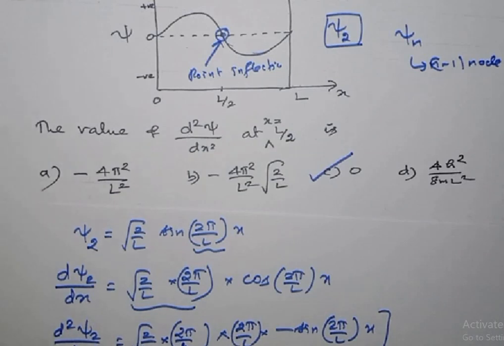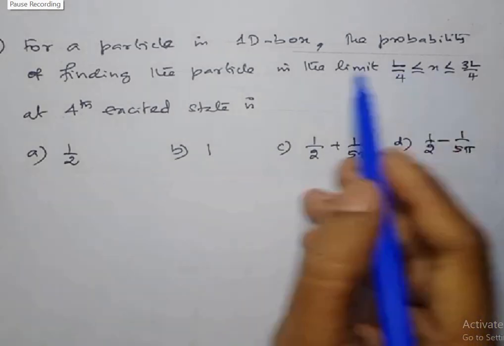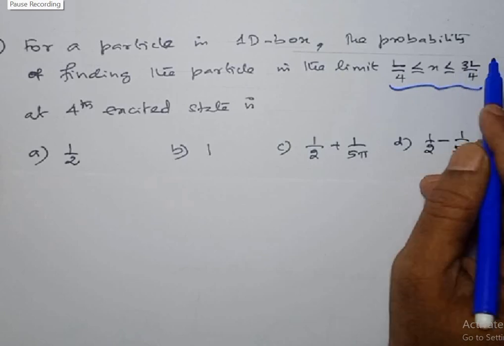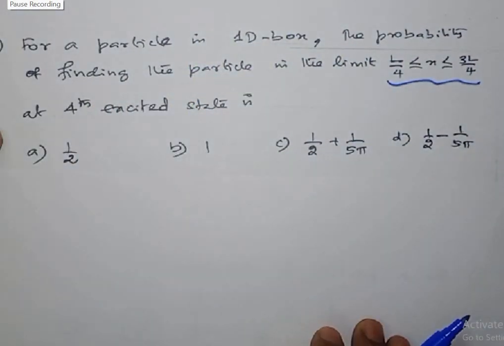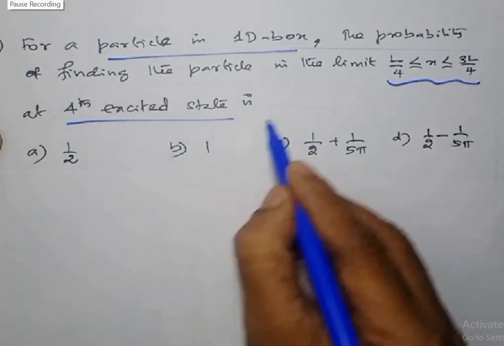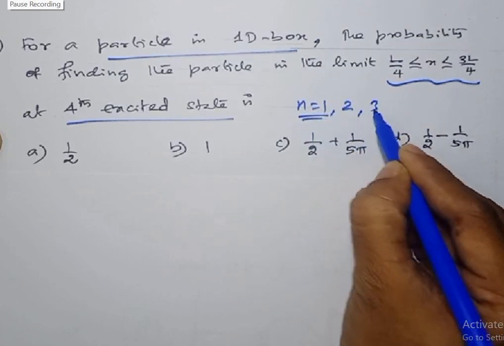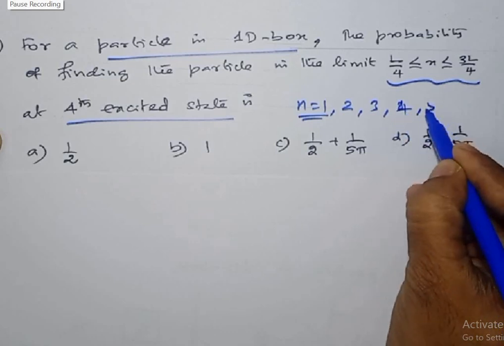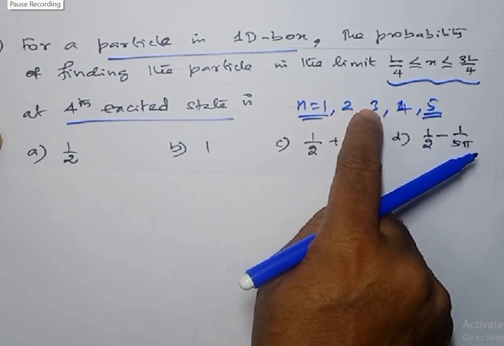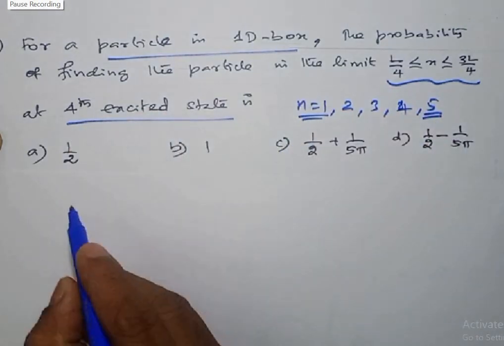Take this question number 12. For a particle in a 1D box, the probability of finding the particle in the limit L by 4 to 3L by 4 at the fourth excited state. It is given as the fourth excited state. Listen, n equal to 1 is the ground state, n equal to 2 is the first excited state, then second excited state, third excited state, and this is the fourth excited state. So the fourth excited state means n equal to 5.